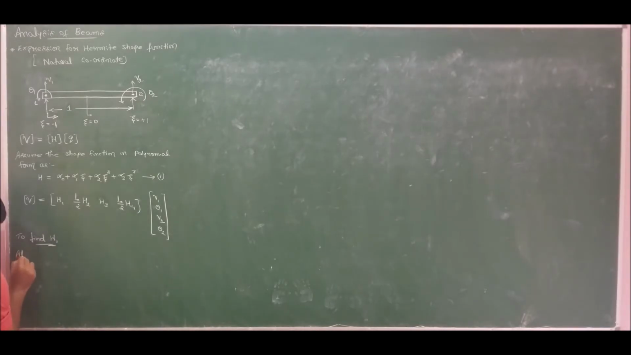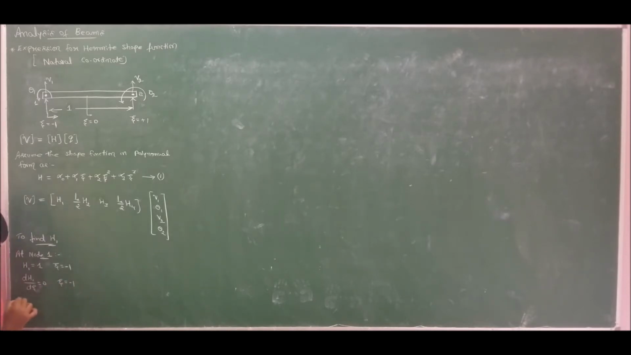At node number 1, we have shape function h1 equal to 1, where the value of zeta is -1, and the derivative of shape function dh1 with respect to zeta is 0 when zeta is -1.